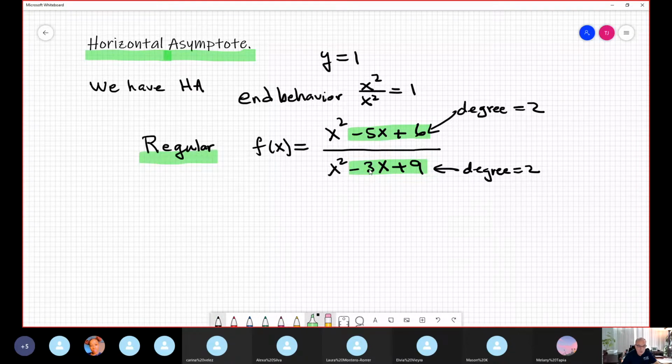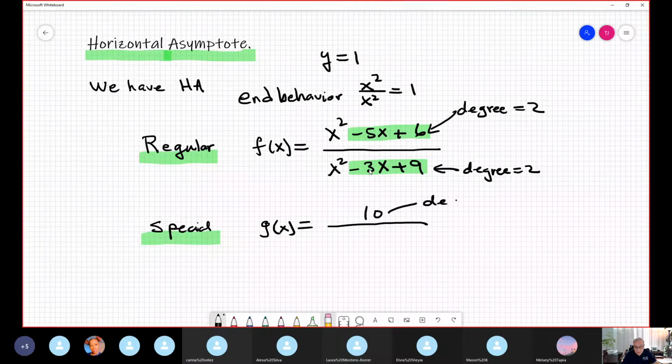However, unfortunately, we have a special case. And a special case is when, suppose this function, suppose the polynomial at the top is 10, the degree is 0 because it's a constant. For example, not necessarily any polynomial. But the most important characteristic is the degree of the polynomial at the bottom is greater than, not equal, greater than. x cubed plus 2x plus 6. Degree 3.